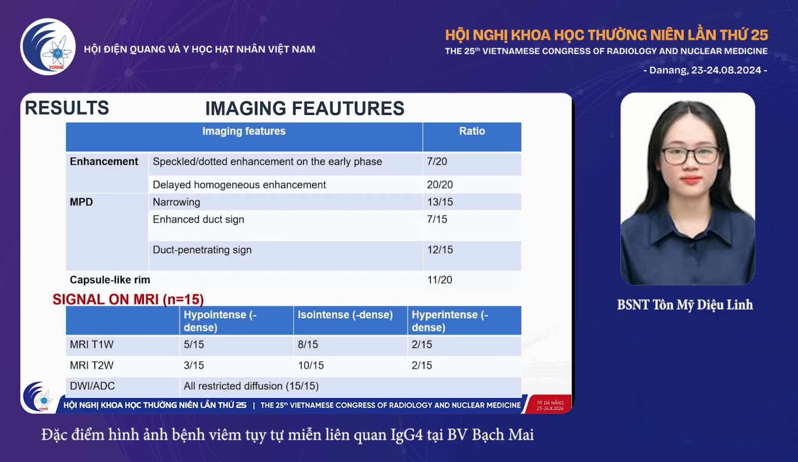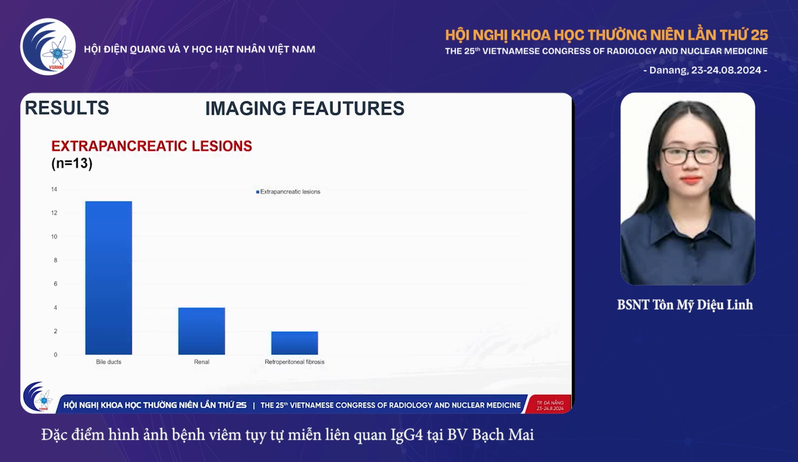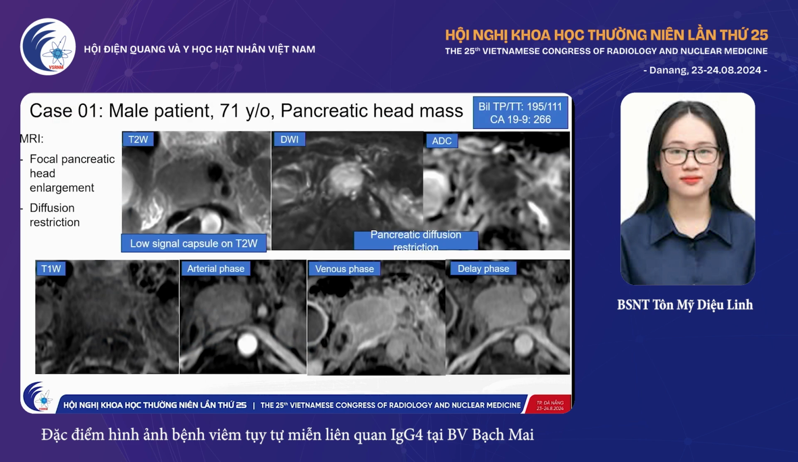And the signal on MRI is variable, but all patients have restricted diffusion and delayed homogeneous enhancement. Other characteristics such as dotted enhancement, narrowing, enhanced duct sign, duct penetrating sign of the pancreatic duct, or capsule-like rim sign were found with a high ratio. And there are 13 extrapancreatic lesions, with bile duct involvement being the most common. And next we will move on to cases.